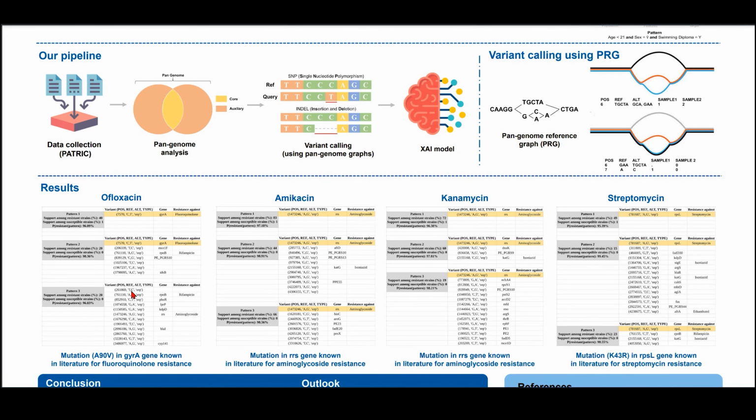Further, we also found such patterns where there are no known reported resistance mechanisms, but the probability of resistance for such patterns is also very high, as we can see here. Similar kinds of results were obtained for other aminoglycoside antibiotics like amikacin, kanamycin, and streptomycin as well.